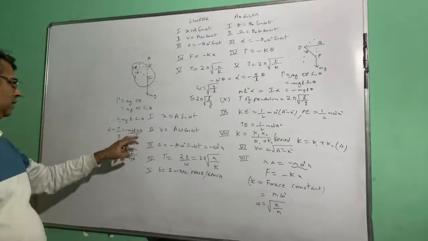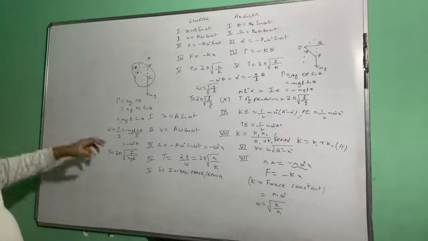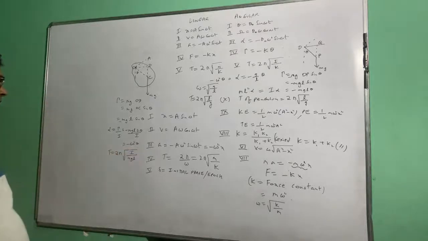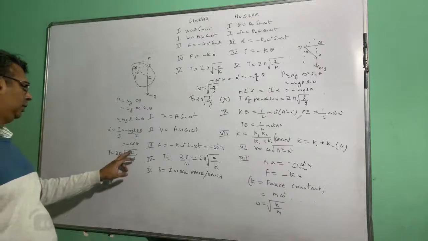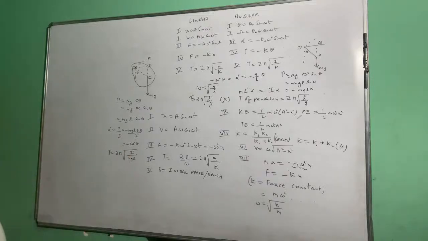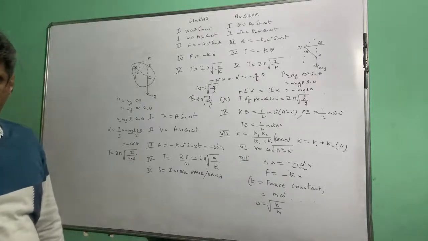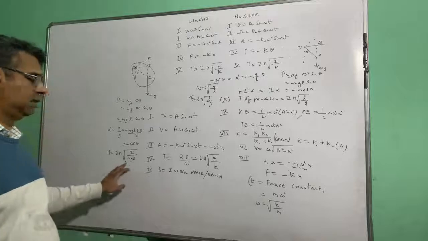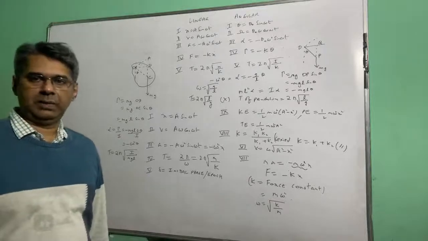So alpha is minus mgl sin theta by I, so minus omega square into theta. So time period is 2 pi into root over I by mgl. So this formula, 2 pi root I by mgl, is what we got, and this is for a physical pendulum.